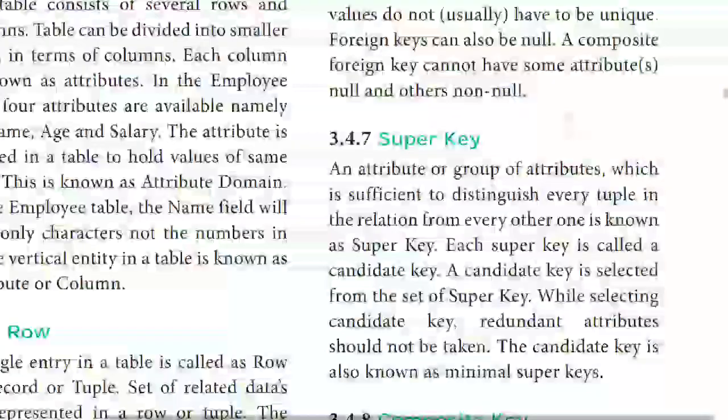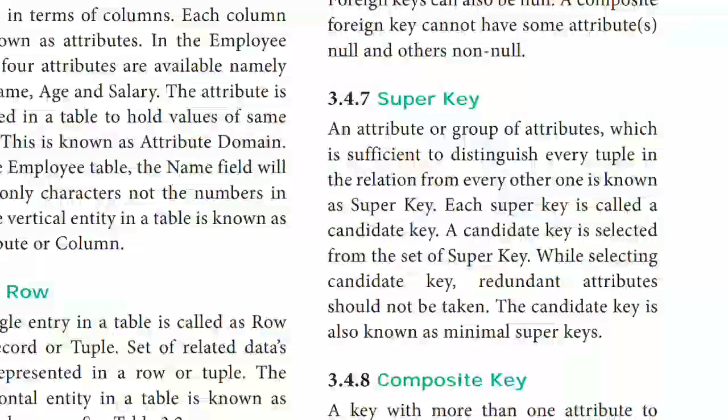And the next thing is super key. An attribute or a group of attributes which is sufficient to distinguish every tuple in the relation from every other one is known as a super key. So each super key is called a candidate key. You should not get confused when saying super key or candidate key, both are the same. The candidate key is selected from the set of super keys.